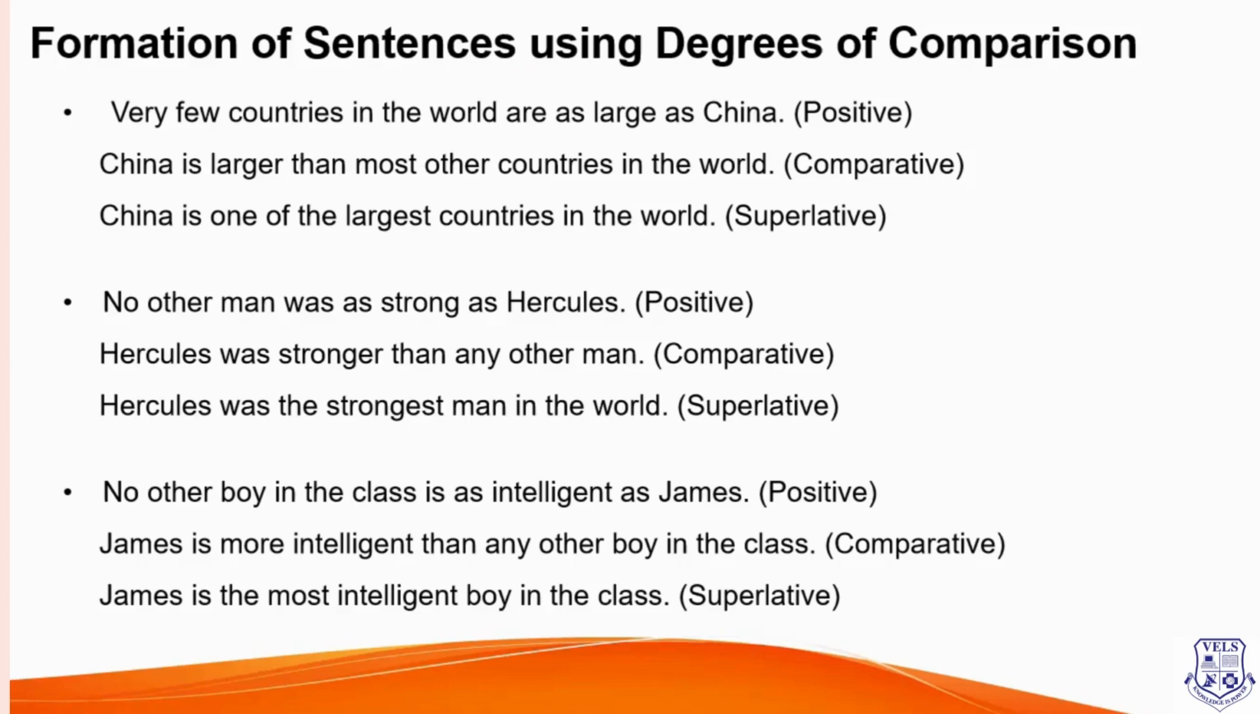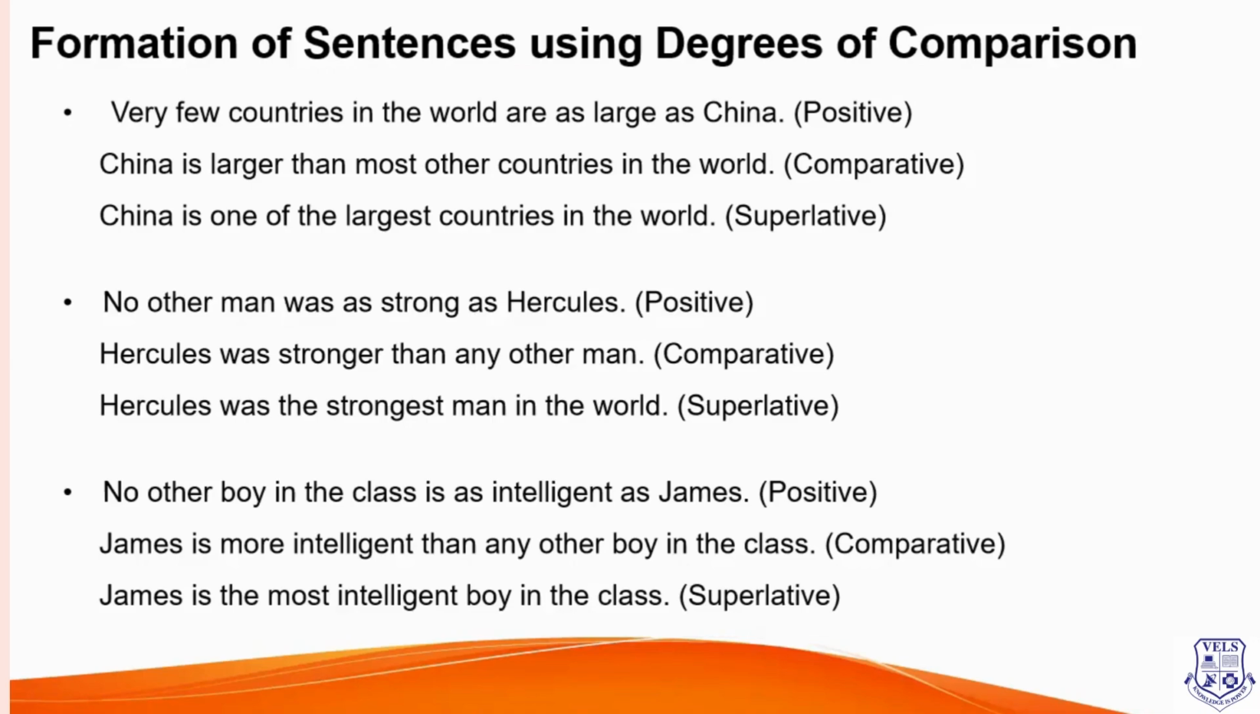So once again, look at the sentences very carefully. For the positive degree, the word takes the original form, large. In the second sentence, China is compared with a few other countries in the world and hence the word is changed into ER. The comparative form of large is larger. Always the comparative degree is followed with the word than, larger than. The third sentence, superlative degree. China is one of the largest countries in the world. Here the comparison is made with the whole world, the other countries in the world. So it is one of the largest: large, larger, largest.